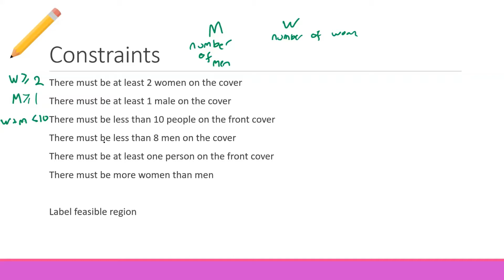What about this next one? There must be less than 8 men on the cover. M is less than 8. Now we have to be careful here. It's not less than or equal to, it's just less than.